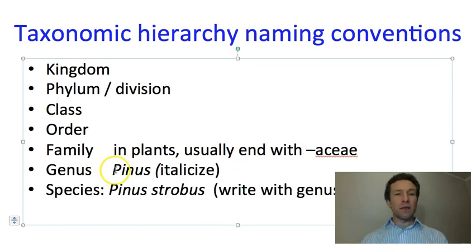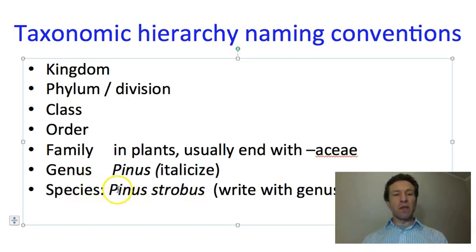The genus is always written with a capital letter and italicized. The genus can stand by itself. When the idea was initially come up with, we thought about this as being a noun. The species is going to be the name of the genus plus a word that acts as an adjective to tell you which member of the genus.